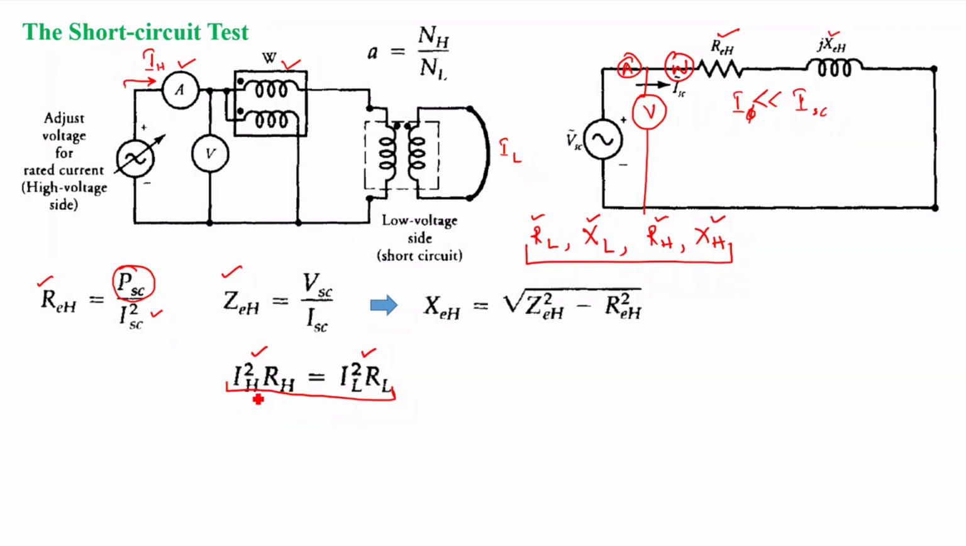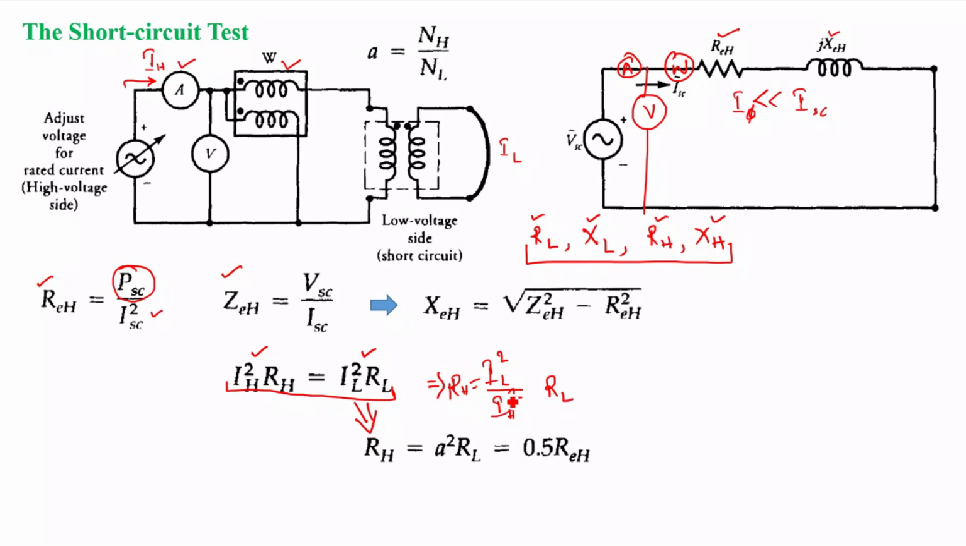So IH square RH will be equal to IL square RL. Now from this equation I can find RH, which will be nothing but A square RL, because RH will become equal to IL square by IH square into RL.